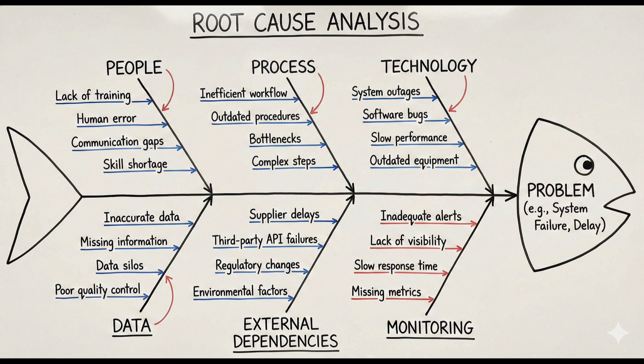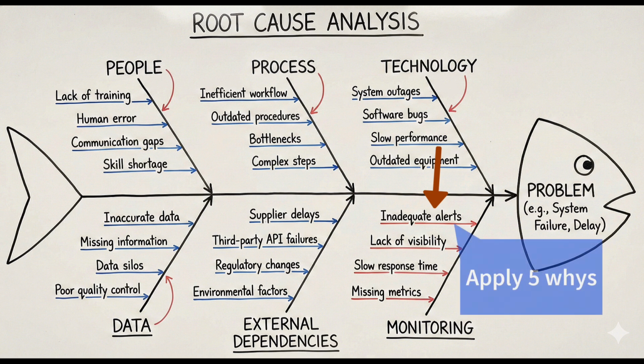In manufacturing, you'll often see the 6 M's. Manpower, methods, machines, materials, measurement, and Mother Nature. In software or services, you can tailor categories such as people, process, technology, data, external dependencies, and monitoring, for example. Now brainstorm, add plausible causes as smaller bones. Then deepen the analysis by asking why on a branch, almost like mini 5 whys inside each category.